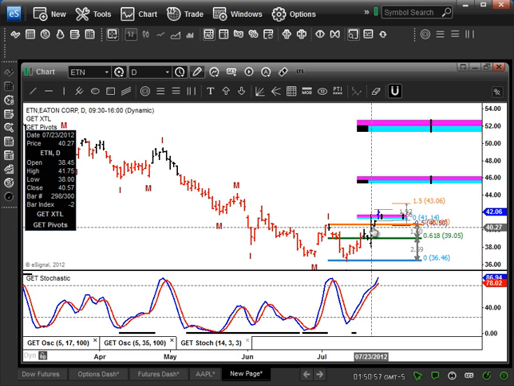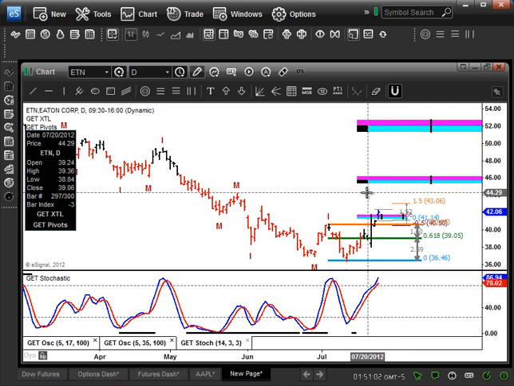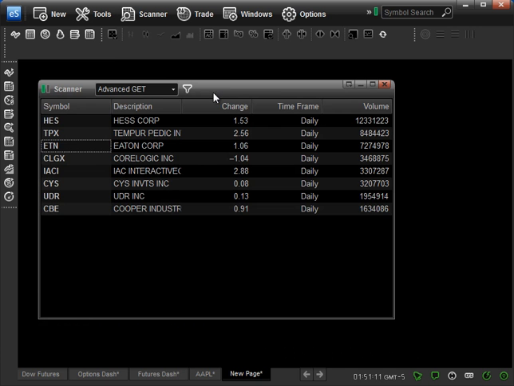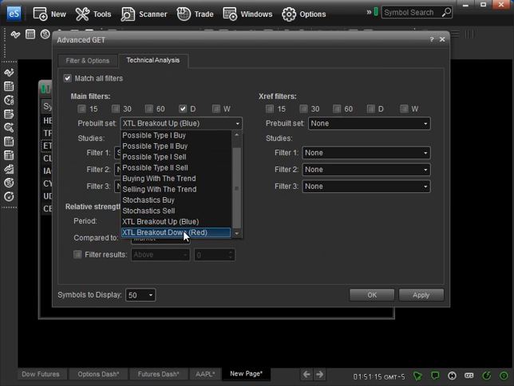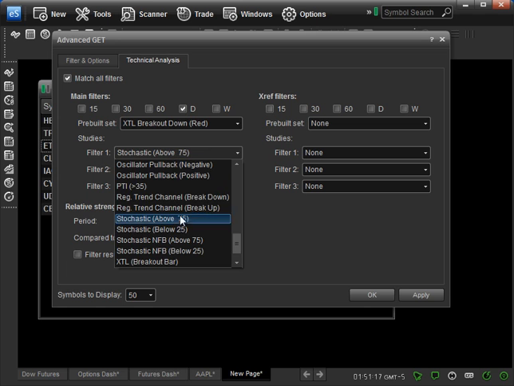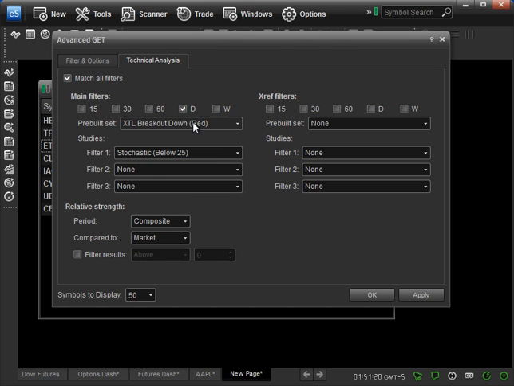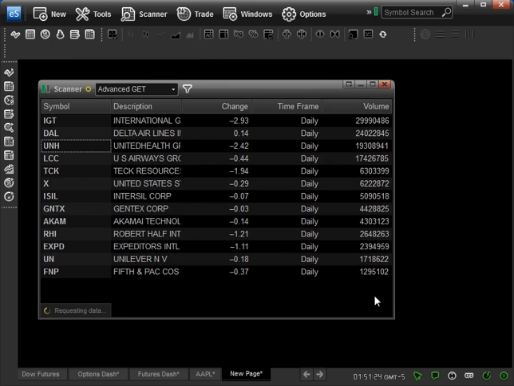But it's all based on the break of 62%. This market looks like it could change direction based off of that. This is how I like to take the XTL breakout trades. And if you're looking for an XTL sell, all we would do is reverse it. Go in your analysis, XTL breakout down red, and stochastic below 25. You're looking for a sell signal with a stochastic buy, and now it's just a matter of going through these charts and essentially looking for the same pattern.